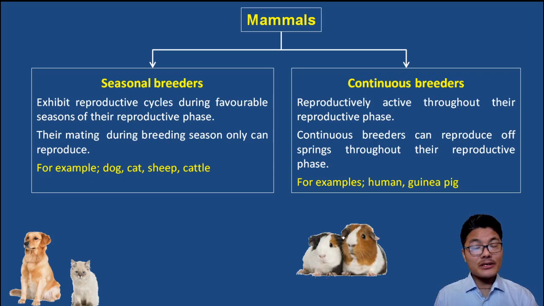Humans and guinea pigs are included under continuous breeders. Seasonal breeders are reproductively active during their favorable season, and continuous breeders are reproductively active throughout their life. That's why continuous breeders continuously breed. Seasonal breeders give birth to offspring only when the breeding season occurs. Continuous breeders can reproduce every time, and we have examples here also.